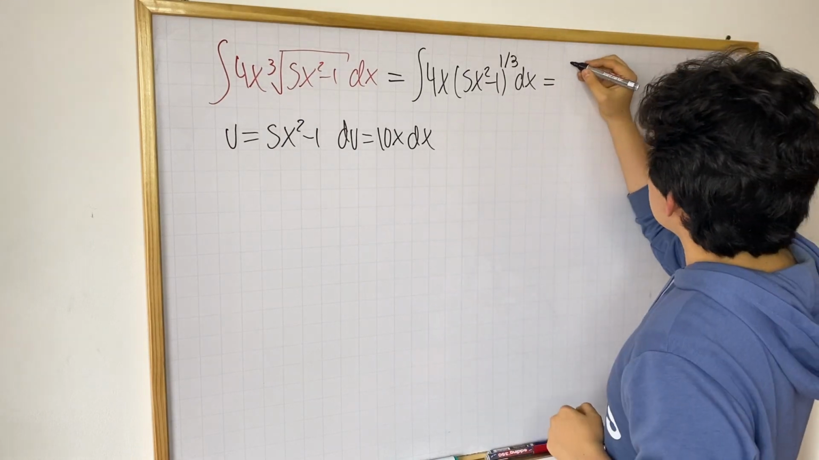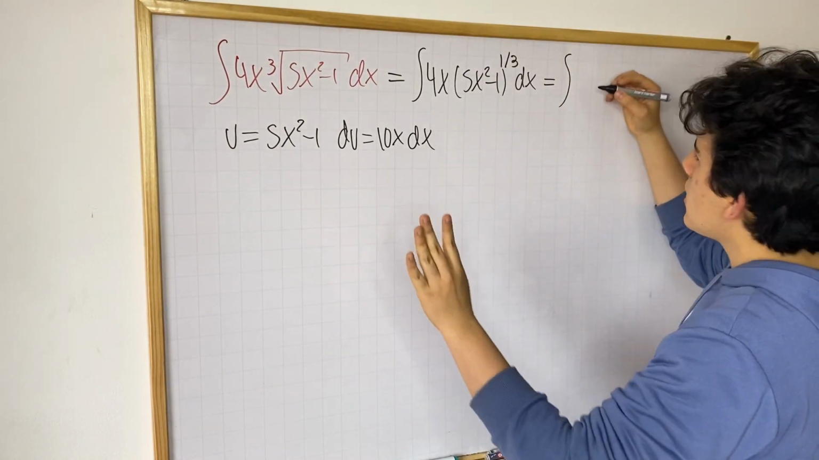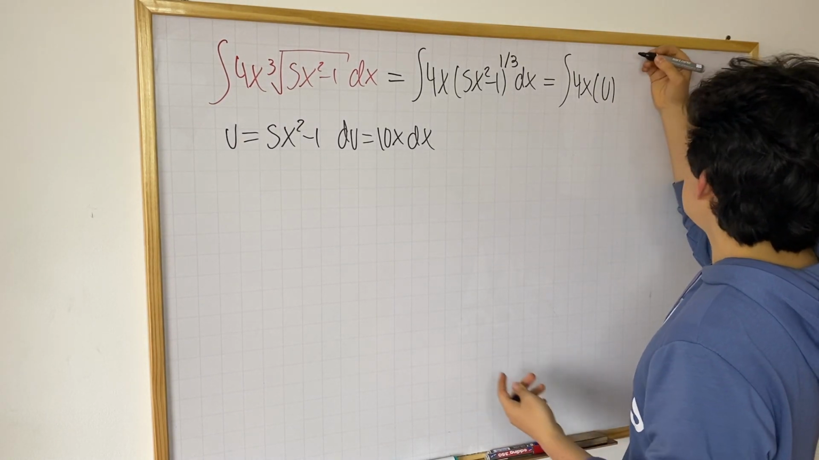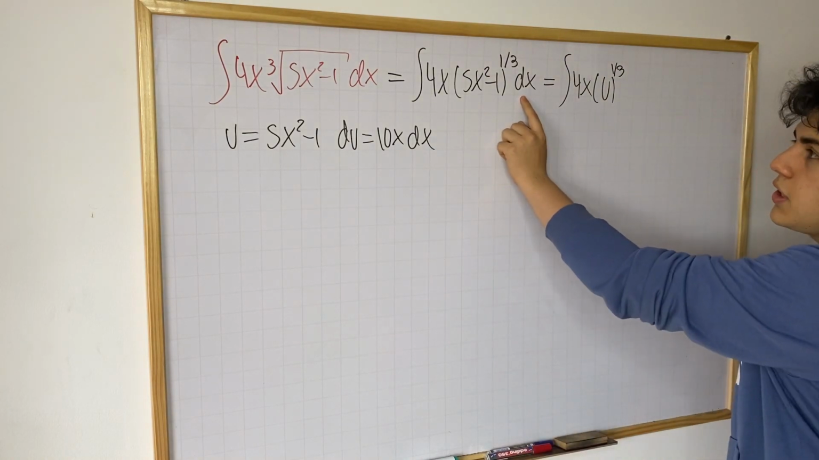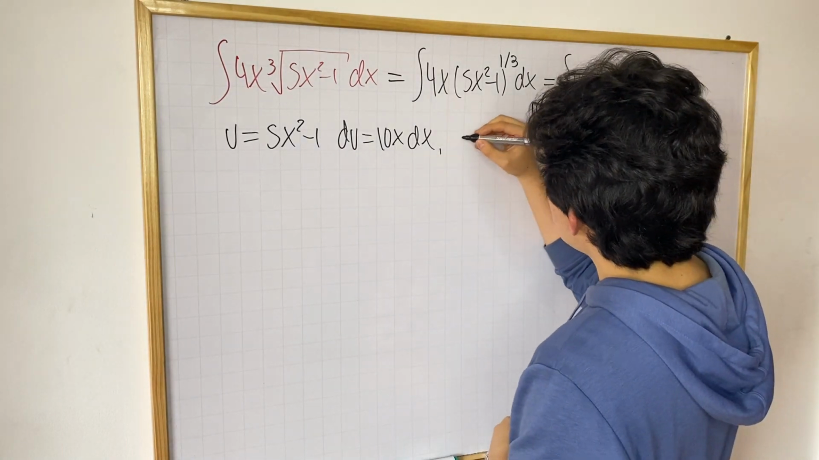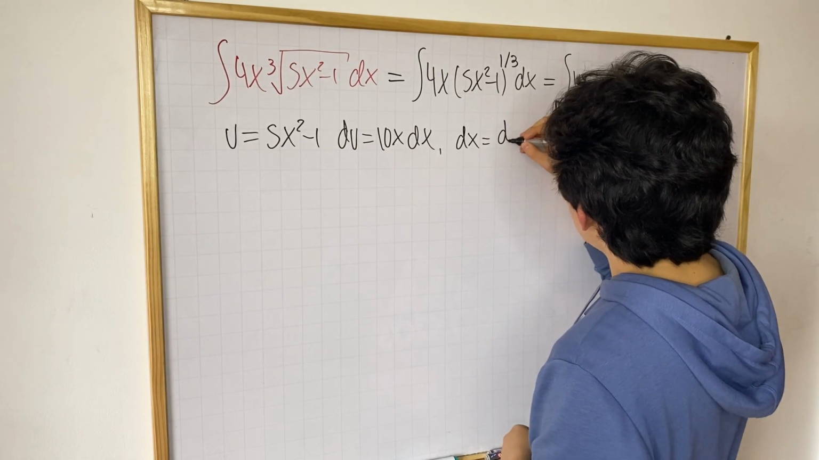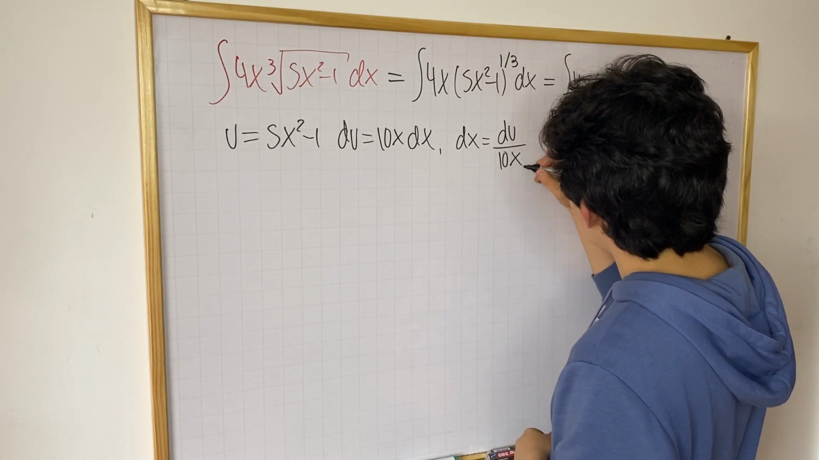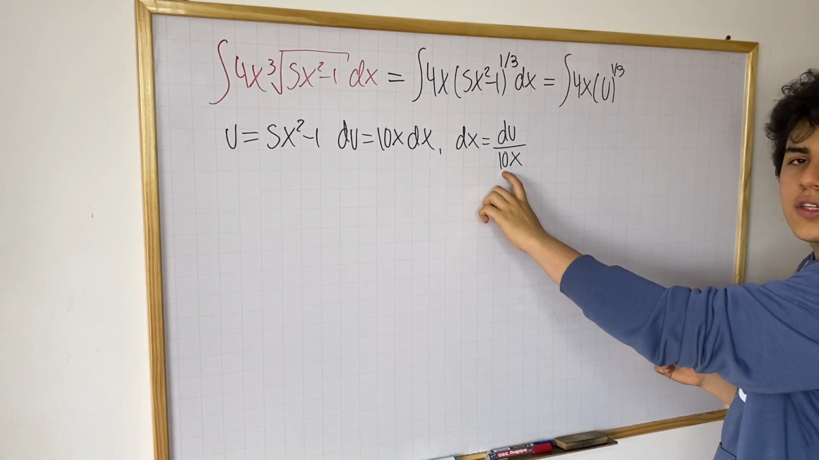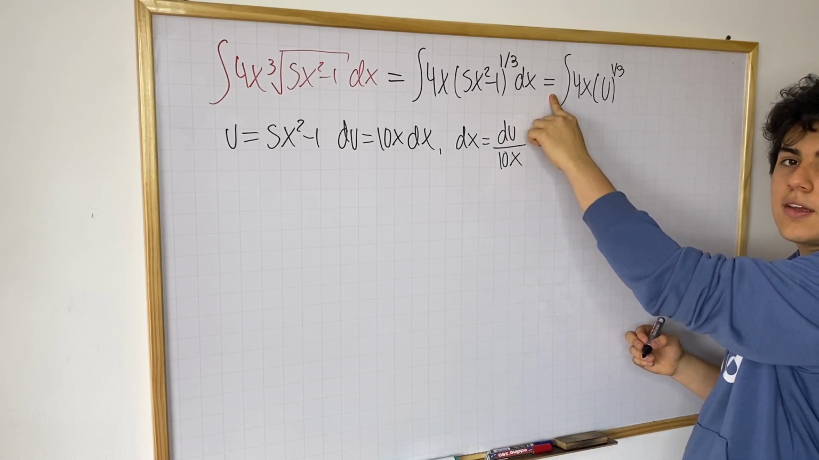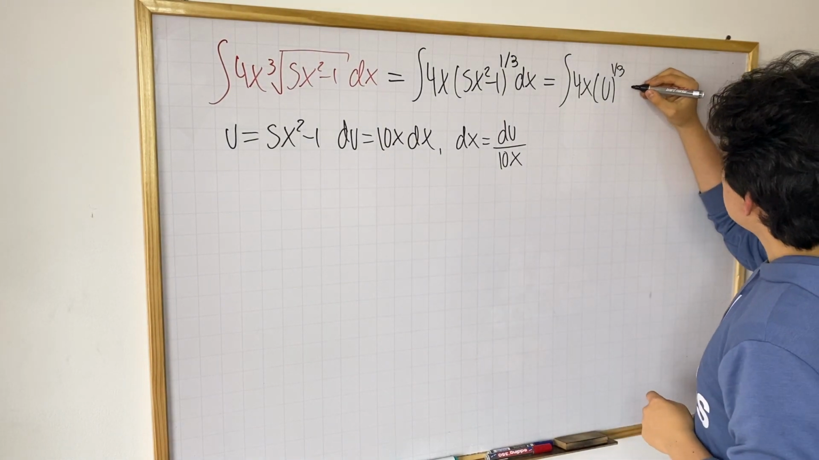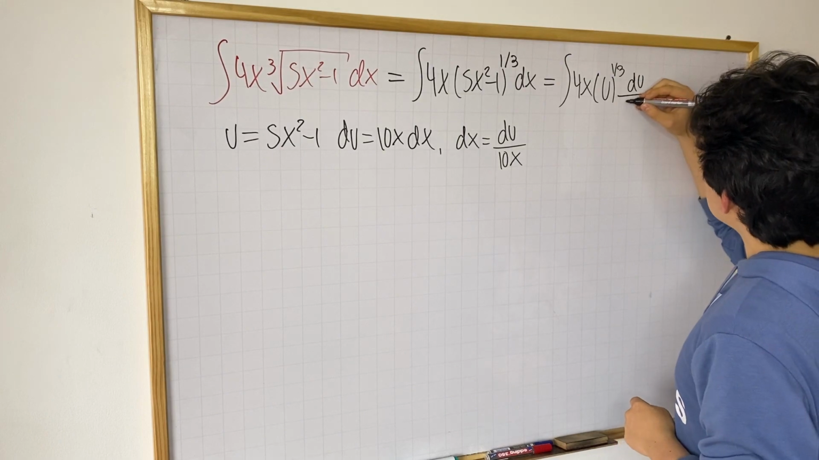So you can rewrite this integral as the integral. Now 4x, we're going to leave the same. So this is going to be 4x times u to the 1/3. Now dx, we need to replace it, and based on the differential of u, we can say that dx is going to be equal to du divided by 10x. So now we can plug in this value for dx. Now we're going to have a coefficient of 1 over 10. You can actually write it outside the integral, but I'm not going to do that since I didn't leave much space. So we know dx is going to be du divided by 10x.